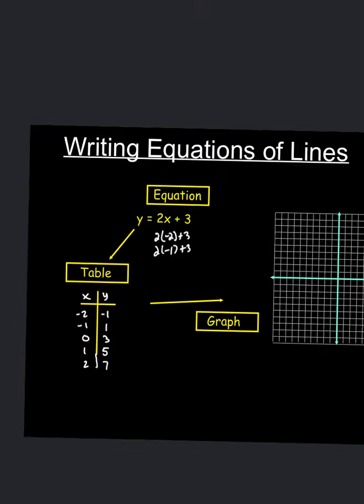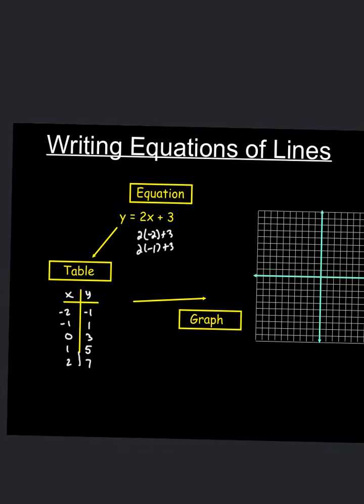Let's do that. I'm going to graph these points that we came up with: (-2, -1), (-1, 1), (0, 3), (1, 5), and (2, 7). Then we can connect those dots and we have this line. The connection I really want to make is that all three of these things are the same thing. This graph is the same as that equation, and that equation is the same as the graph. And the table is the same as the graph, and the graph is the same as the table.